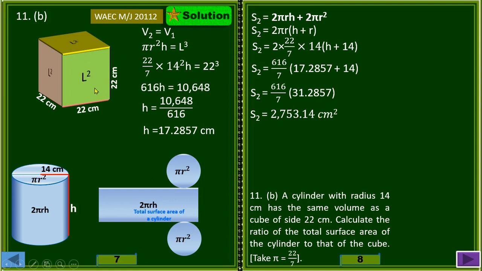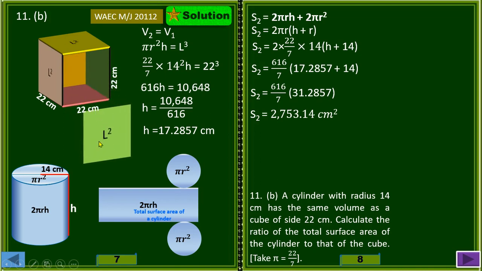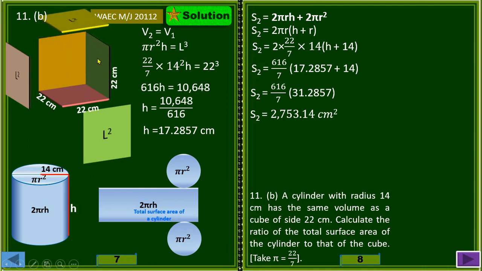Then we now come to that of the cube. We are going to open up this cube to see the faces of the cube. So now this is one of the faces. Then let's open this side. This is another face, and let's remove this. This is another face. Then we have 1, 2, 3, then 4, 5, 6. Each of these faces is L squared. So if that is the case, the surface area will give us 6 L squared. Remember, each one is L squared, and there are 6 of them.